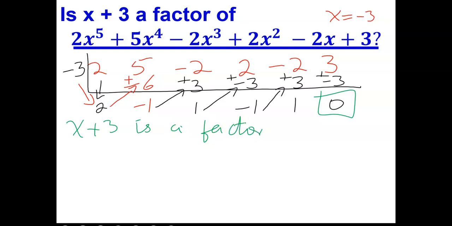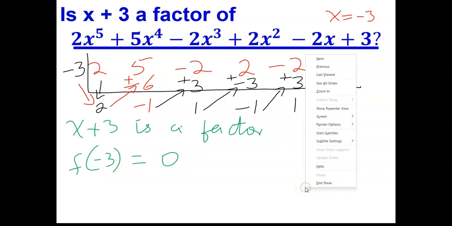It is a factor. And then let's check it with our calculator and see if f of negative 3 gives us 0 also, to fulfill the factor theorem and the remainder theorem. So this is the remainder theorem: if the remainder is 0, then x plus 3 is a factor. If x plus 3 is a factor, then f of negative 3 must be 0. So let's check that in our calculator with all the other ones.